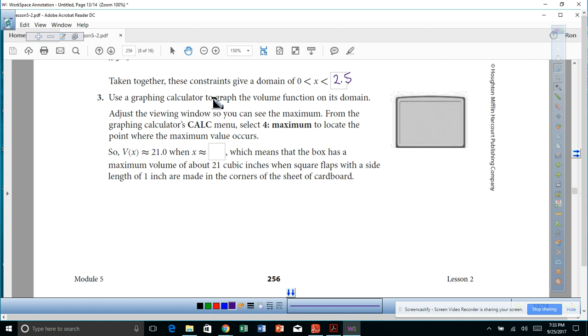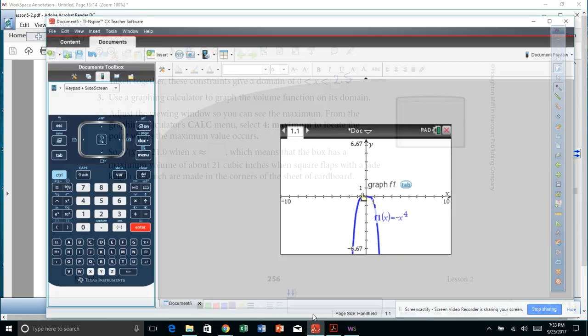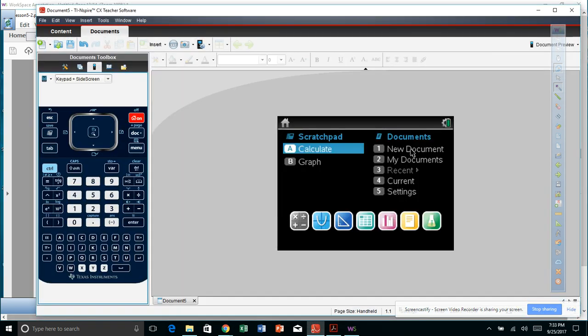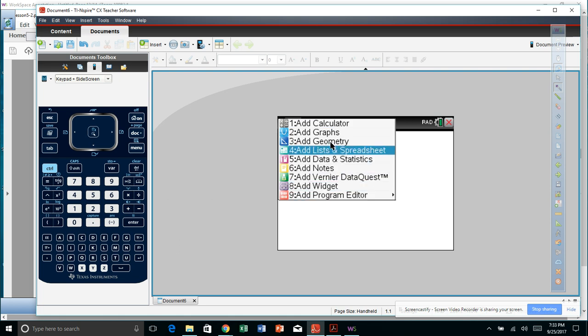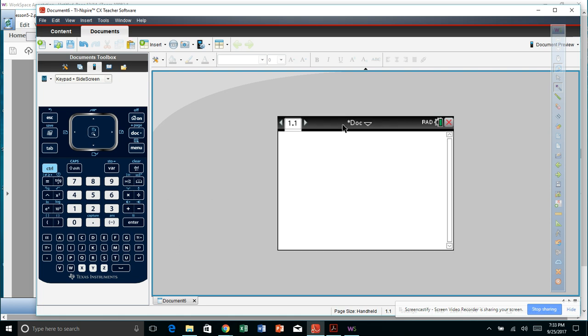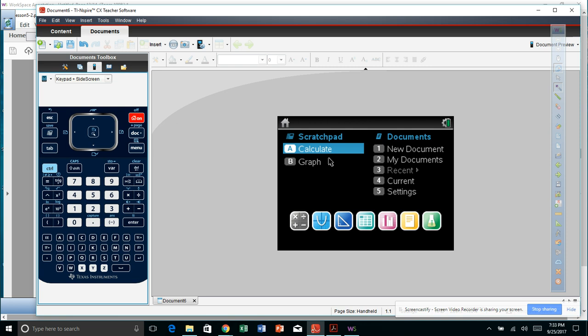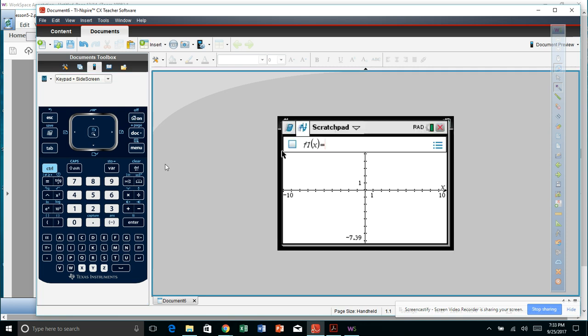Use a graphing calculator to graph the volume function on its domain. Adjust the viewing window so you can see the maximum. Okay. All right, so let's graph it. Let's graph it. Oh, I don't know why I did that. Graph. All right, so what do we got here?